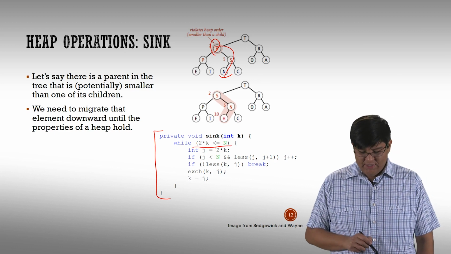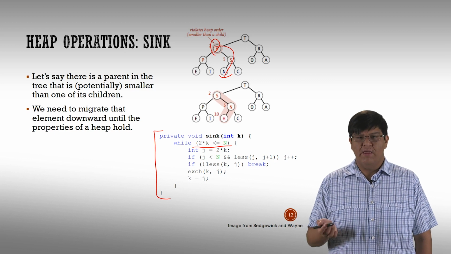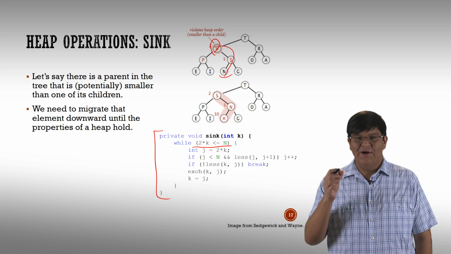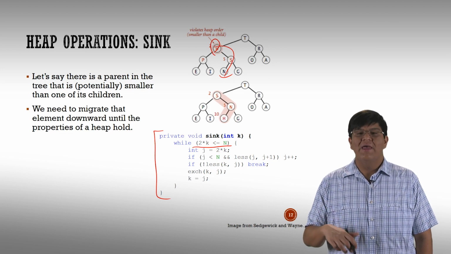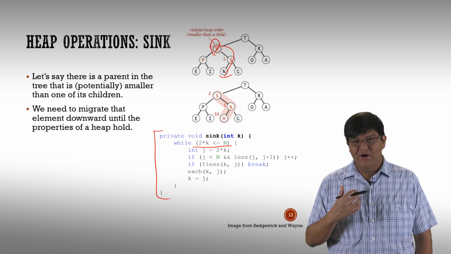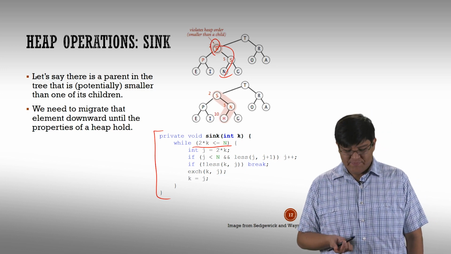So 2 times k, that's the math rule for getting the left-hand child of a particular node k. So we're asking, is there a left-hand child of this node in the tree? If there isn't, what that implies is the node we're looking at is at the very end. If there's no place to go, we're at the very end, so no need to go any further. So that's the termination condition for my loop. Have I gotten to the end or not?